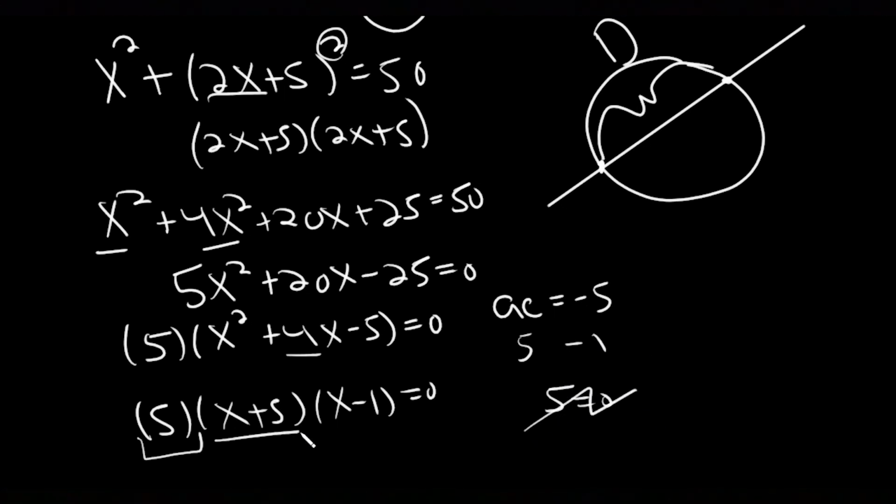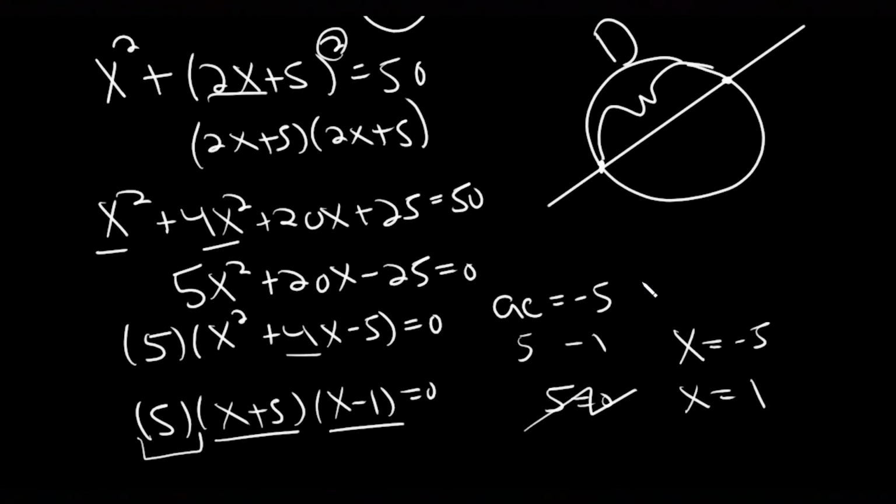But this factor here, x plus 5, when I set it equal to 0 and solve, I get x is equal to negative 5. And when I solve this factor here, I set it equal to 0, I get x is equal to 1. So what you just found is the x value of these 2 points of intersection that this line is passing through on that circle. We now have to get the y value.